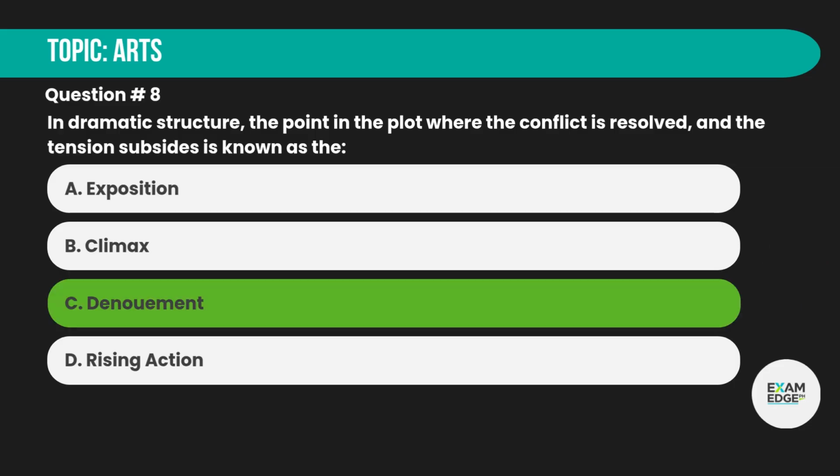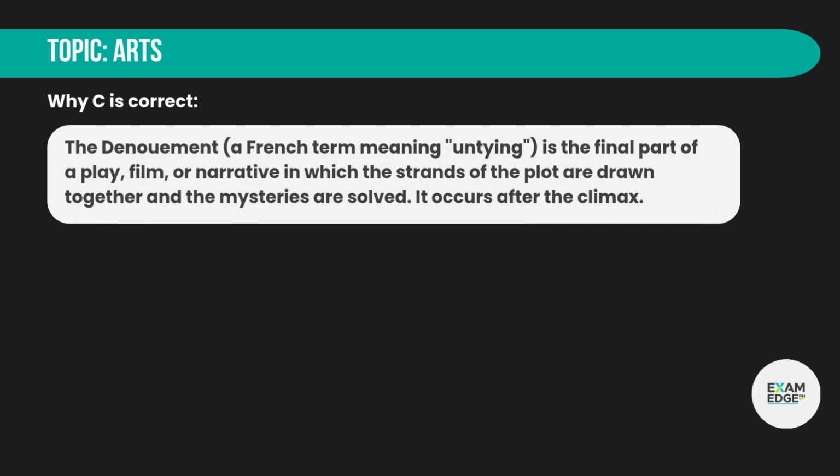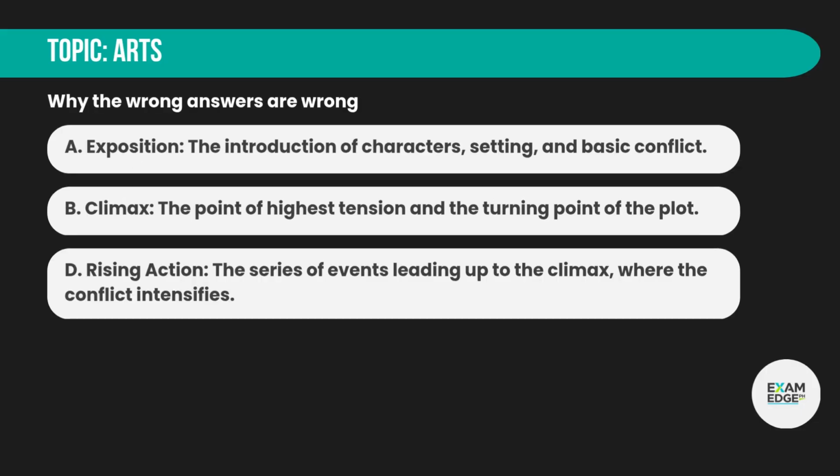Correct answer: C. Denouement. Why C is correct? The denouement, a French term meaning untying, is the final part of a play, film, or narrative in which the strands of the plot are drawn together and the mysteries are solved. It occurs after the climax. Why the wrong answers are wrong?